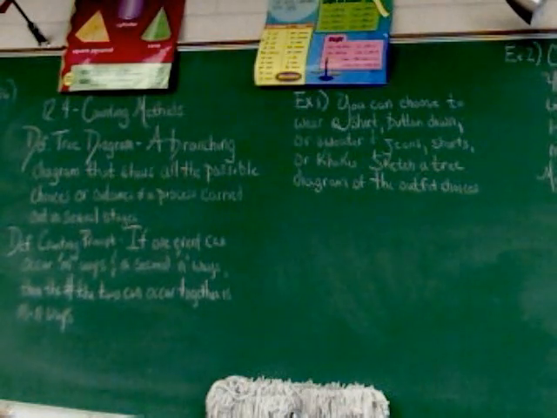Definition of a tree diagram: a branching diagram that shows all the possible choices or outcomes of a process carried out in several stages.